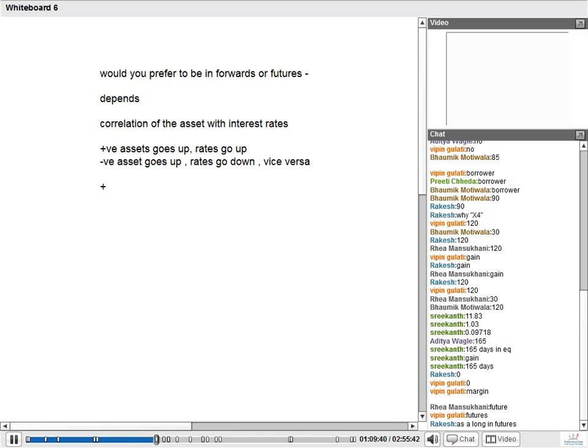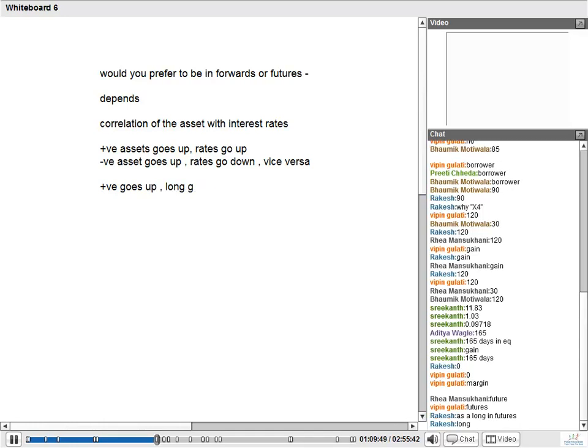Now an asset goes up, who gains? The long will gain. As the long gains, he is allowed to withdraw his margin money. So the margin money that he had put is now no longer required to that extent because he's already gained a lot, so he can withdraw some of the margin money. So he can withdraw the margin and invest at a higher rate, because the rates have also gone up. We're talking about case 1, where there's a positive correlation.